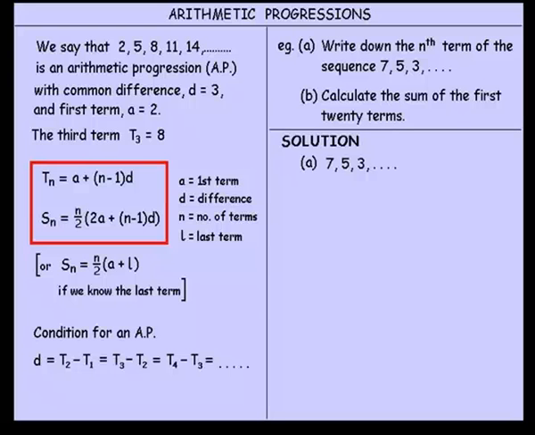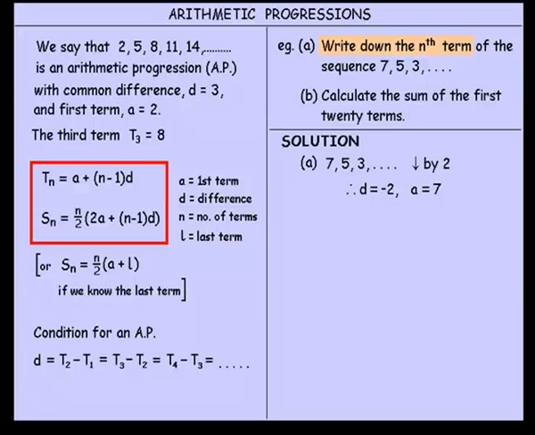There's our sequence 7, 5, 3. It's going down by 2. It's going down by 2. So therefore we write the difference equals negative 2. We can see that's the first term, so we write a equals 7.